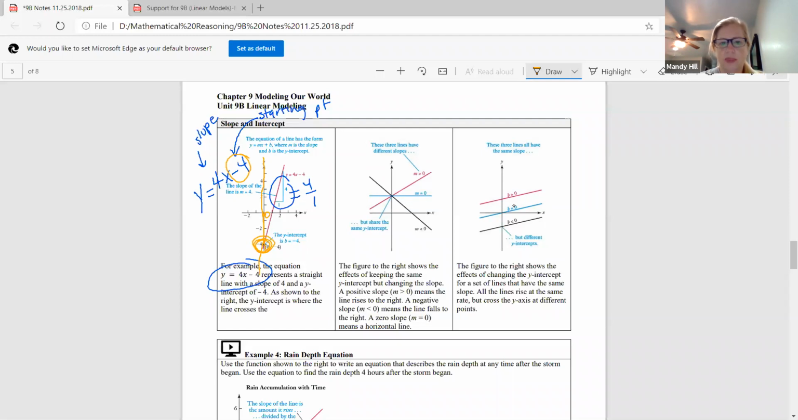Okay. These three lines have different slopes, so you can see the different colors. They're all going different ways, but they have the same y-intercept. They have the same starting point, which is right here. These three lines all have the same slope, but the y-intercepts are all different. They cross the y-axis at different places. These cross the y-axis at the same place.